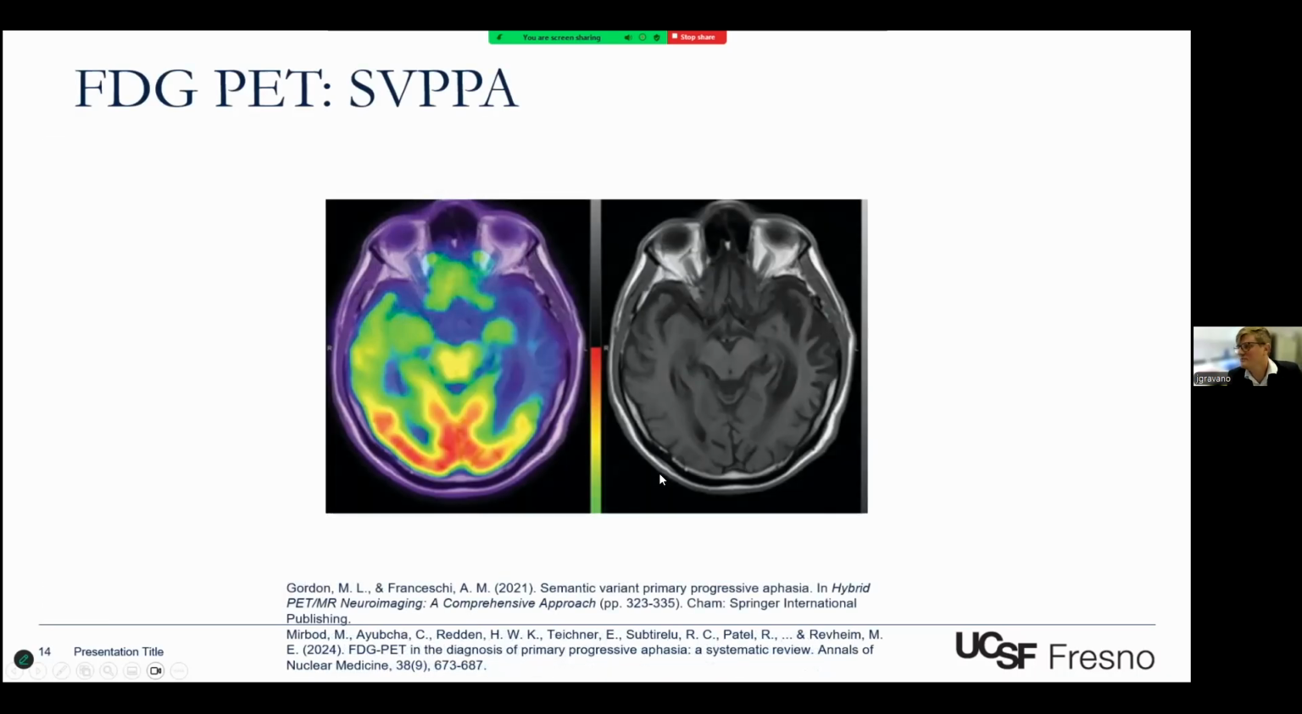Functional studies do sometimes lend support to the diagnosis. For example, this is a pretty good marker of left temporal hypometabolism, and so this is what you'd want to see if you had access to those things. You also have that knife-like atrophy in that left anterior temporal lobe to map onto that. So this is what you'd want to see in prototypical semantic variant primary progressive aphasia.